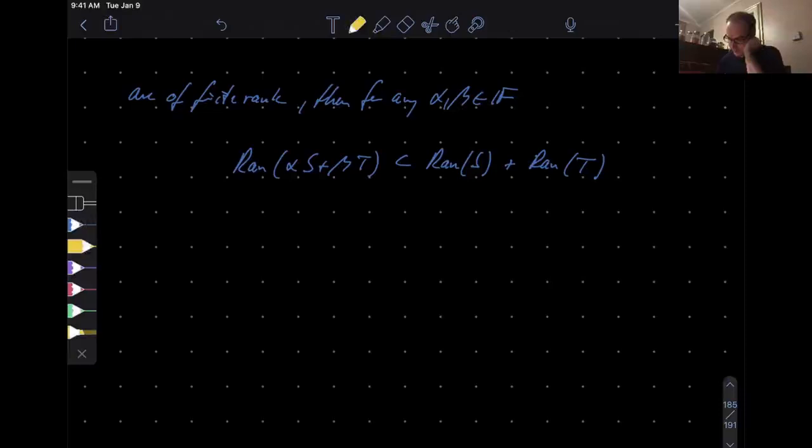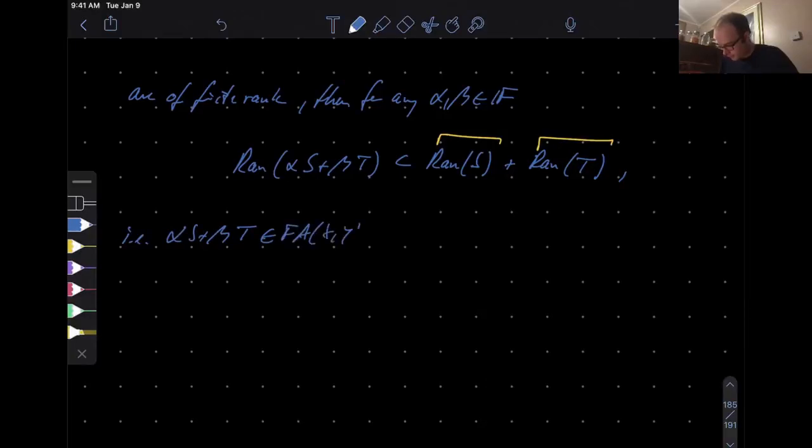So consequently, because these here have finite dimensions, any subspace, any subset in particular thereof has to have finite dimensions. So that means in particular alpha S plus beta T is going to be finite approximable, actually going to be a finite rank. It is, alpha S plus beta T is a finite rank.